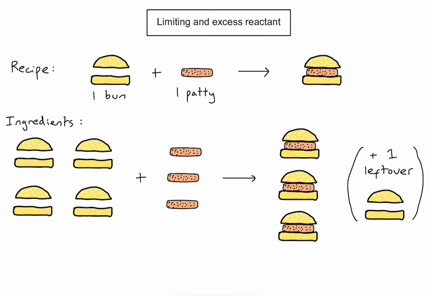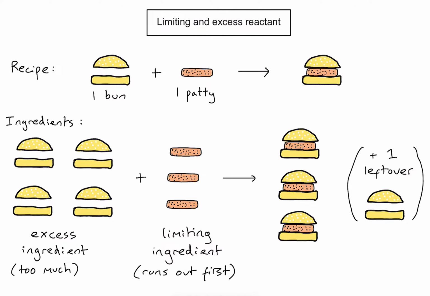And because there is a leftover bun, we say that the buns are in excess, meaning that the buns that I started with, we could call the excess ingredient, which simply means there's too much of them. They're not all going to be used. And conversely, if I look at the burgers, which ran out before I could use all of the buns, we're going to call those the limiting ingredient, which simply means that they run out first and effectively stop my process at that point. And in this case, that means I've got 1 bun left over.